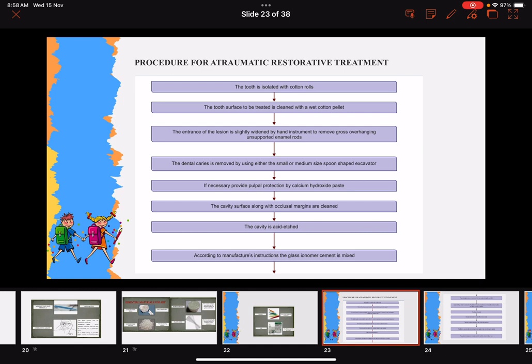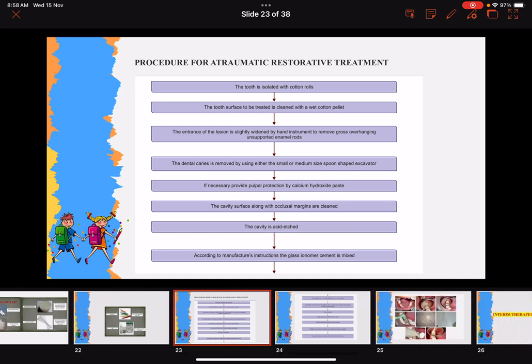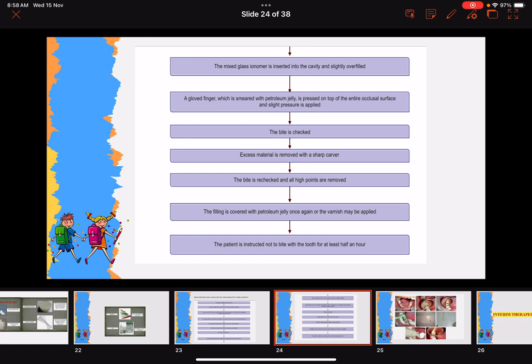The cavity surface along with the occlusal margins are cleaned. The cavity is acid etched. According to the manufacturer's instructions, the glass ionomer cement is mixed. The mixed glass ionomer cement is inserted into the cavity and slightly overfilled. A gloved finger, smeared with petroleum jelly, is pressed on top of the entire occlusal surface and slight pressure is applied. The bite is checked, and excess material is removed with a sharp carver. The bite is rechecked and all high points are removed. The filling is covered with petroleum jelly once again, or varnish may be applied. The patient is instructed not to bite with the tooth for at least half an hour.